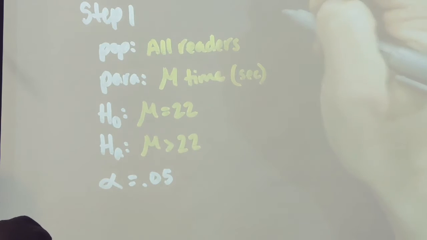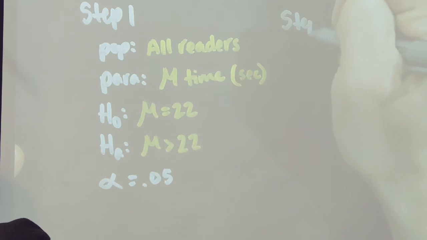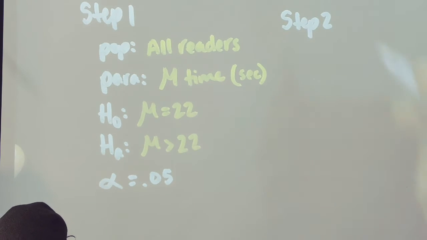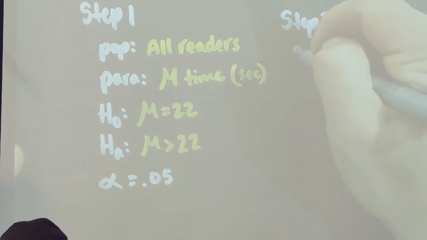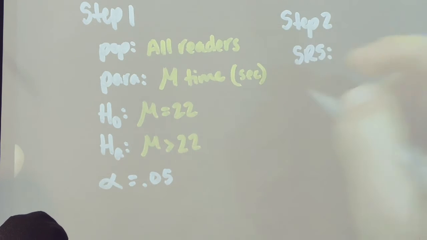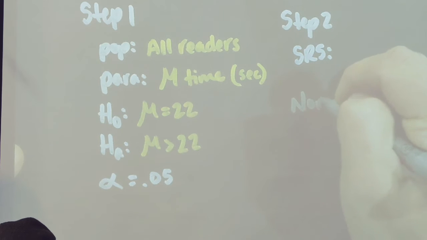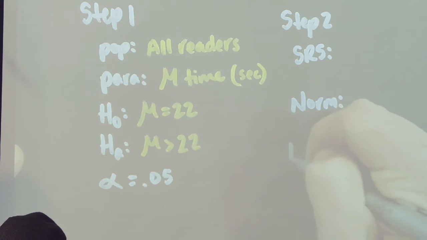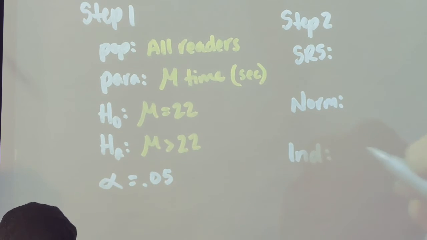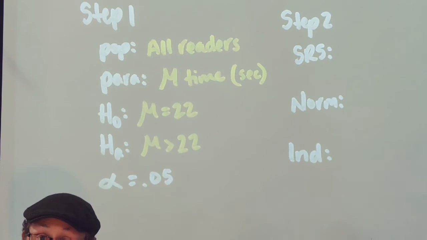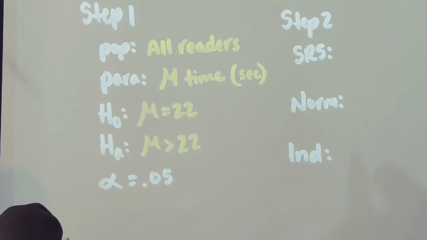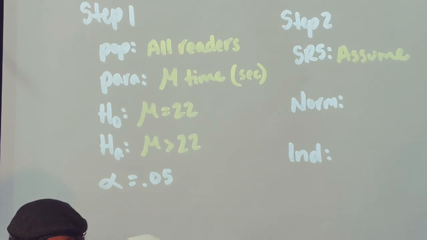Step 1. Step 2 looks like this. Step 2, we have to have some conditions met. A simple random sample. We have to show normality. And we need to prove independence. So simple random sample, unfortunately, we asked 25 adults, it didn't say if they were randomly selected in any way, so we must assume a simple random sample. It weakens our conclusion at the end.